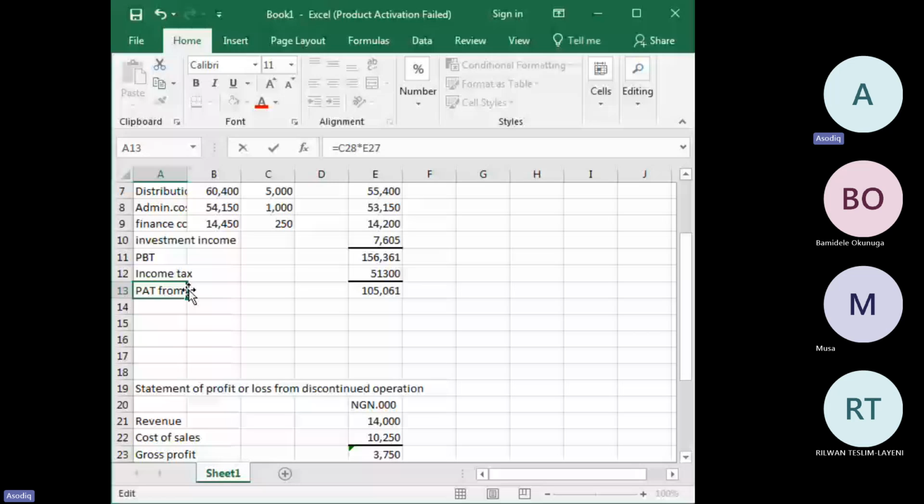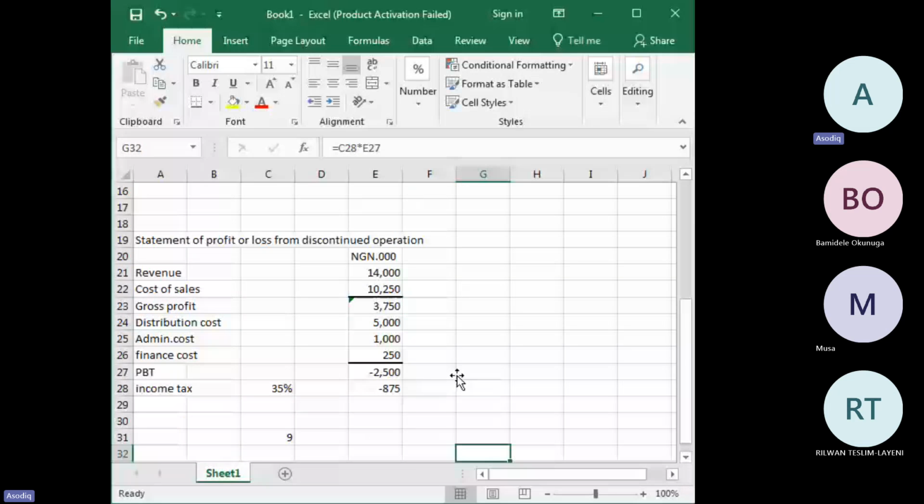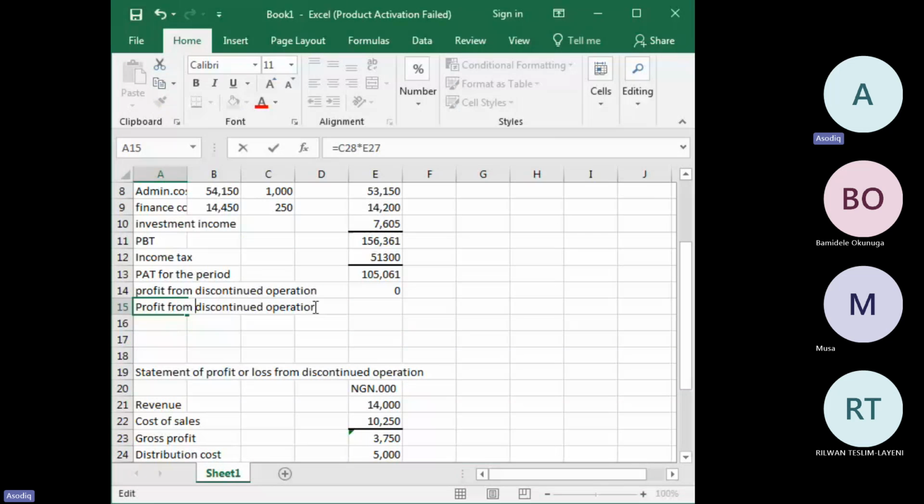If I have profit from discontinued operation, I will say my profit from discontinued operation. Because I do after tax here, and I'm not... profit for the entire period.